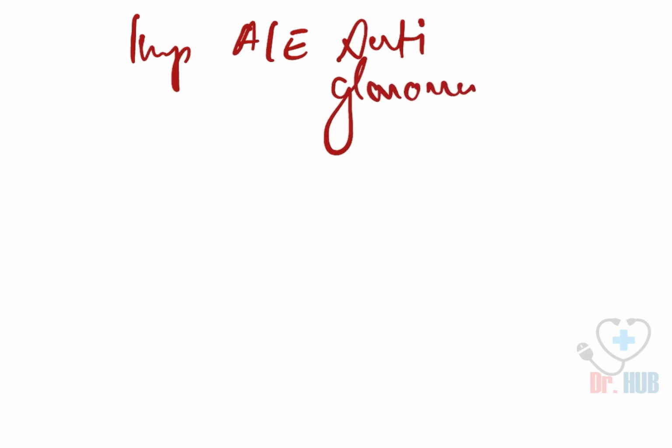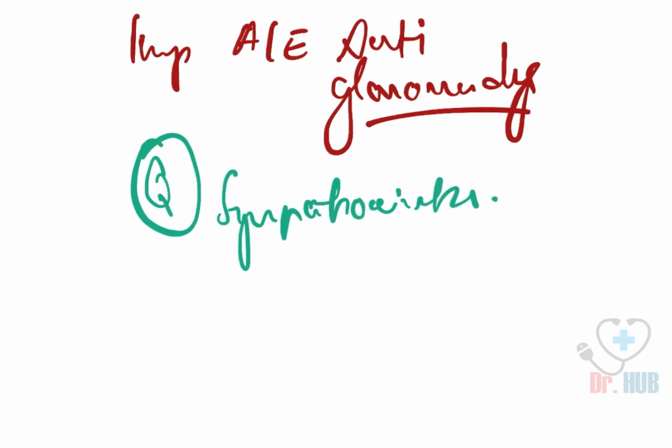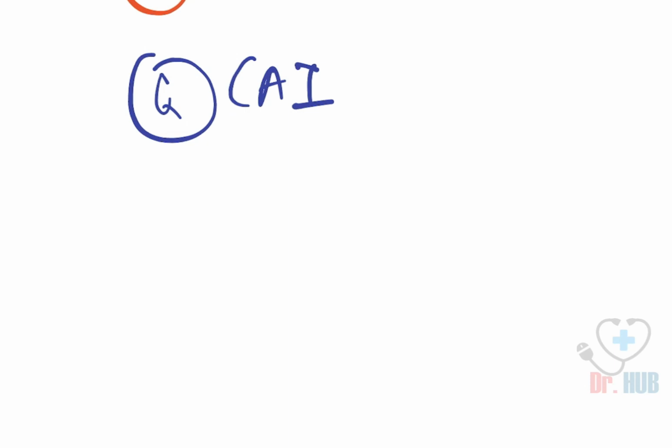We are looking at the important adverse effects of the anti-glaucoma drugs. So in case of the anti-glaucoma drugs, what are the adverse effects? To start off with questions, what is the adverse effect of the sympathomimetics? Next is, what are the adverse effects of the miotics? And what is the next question, what is the adverse effect of the carbonic anhydrase inhibitors?